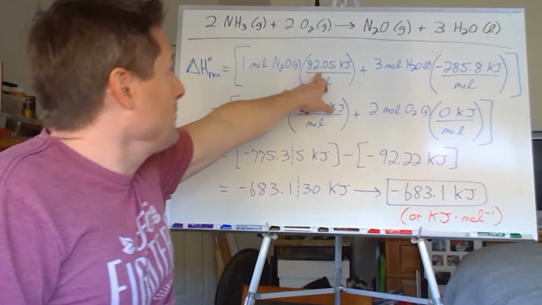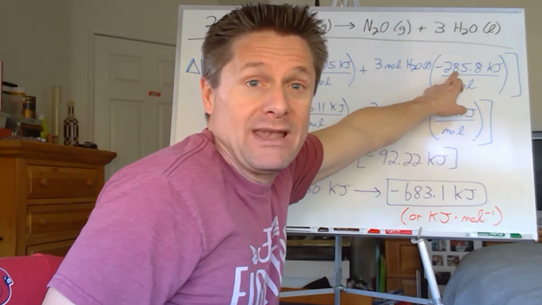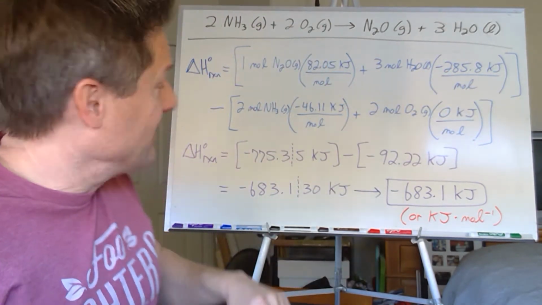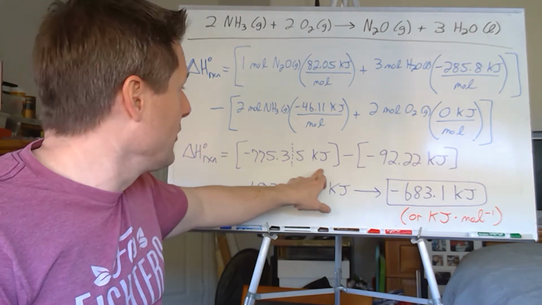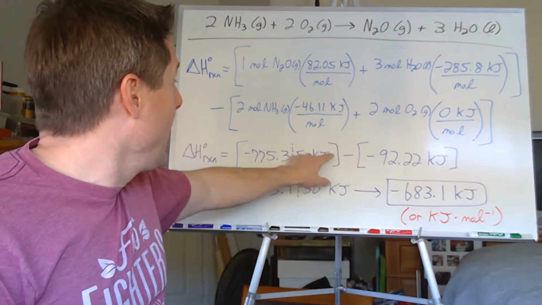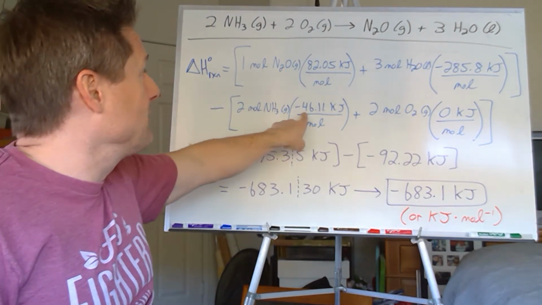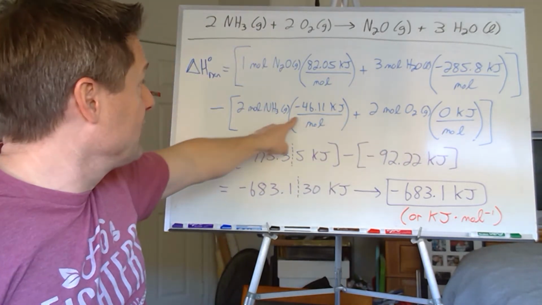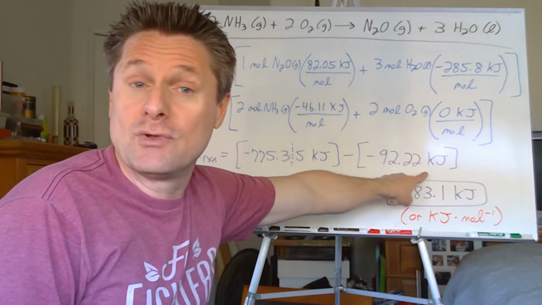So let's take 1 times 82.05 plus 3 times negative 285.8. That's good to 2 decimals, that's good to 1 decimal, so we're limited to 1 decimal place. That gives us negative 775.35 kilojoules, good to the 10th place. And that's everything for all the products. And let's do it for the reactants. 2 times negative 46.11 plus 2 times 0. We're limited to 2 decimals, so that times 2 would be negative 92.22 kilojoules.